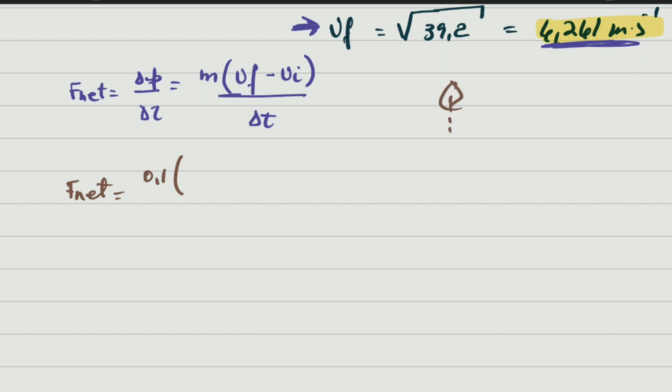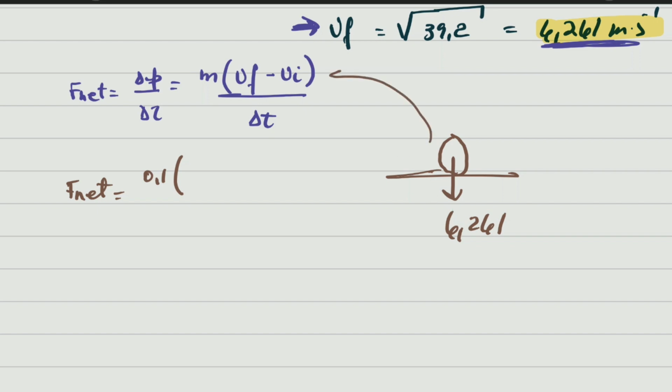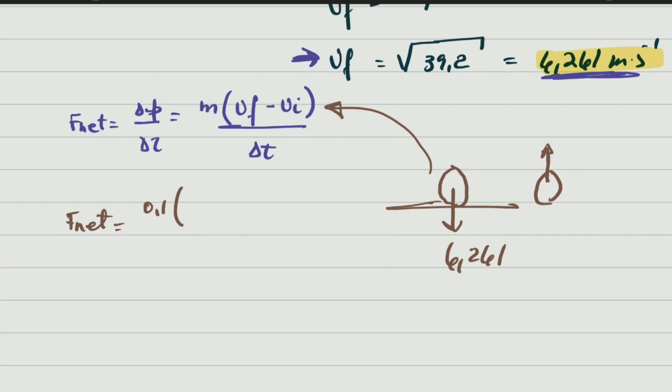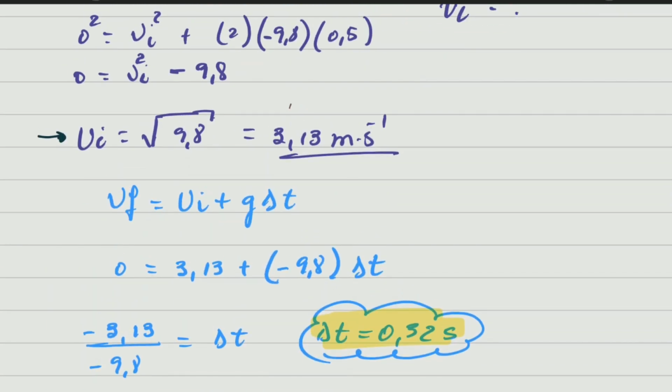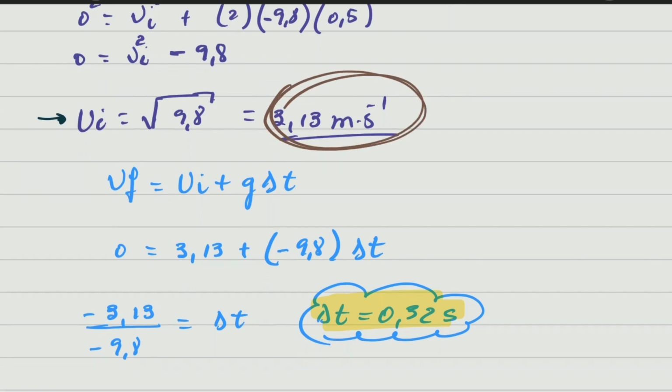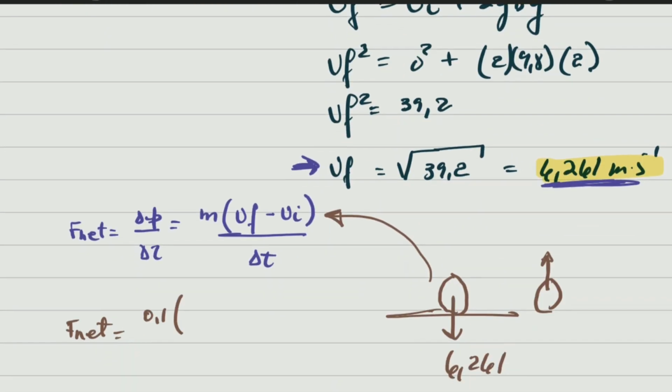The object is moving down, reaching the ground. This velocity, let's picture this one differently. This velocity with which it reaches the ground is 6.261. This one is going to be the initial here because it's the velocity with which the ball reaches the ground, and then it's going to leave the ground up with a velocity which was calculated in this question, which is this one here, guys. This is the velocity with which the ball leaves the ground.